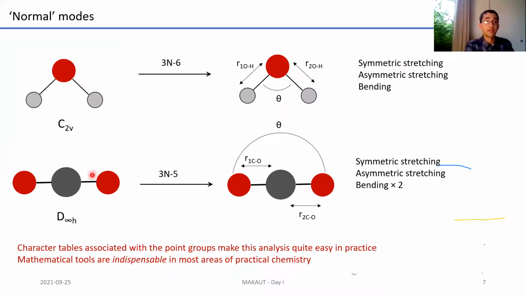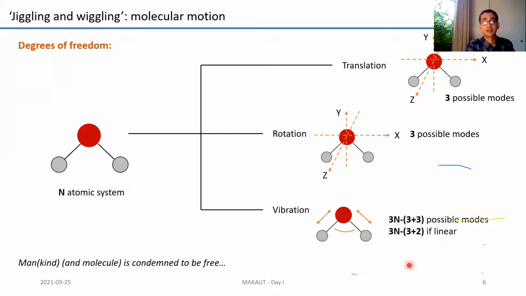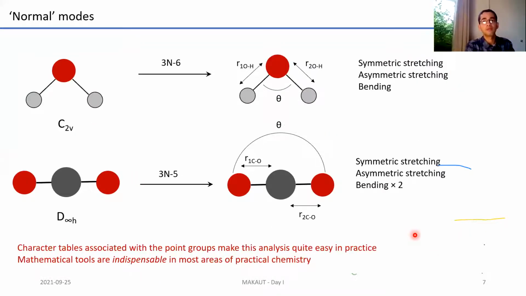If it's carbon dioxide, then because it's 3n minus 5, there are 4 vibrational modes associated with it. There are symmetric modes, asymmetric modes, and then the molecule can bend in the plane of the slide, and it can bend away from the plane of the slide.